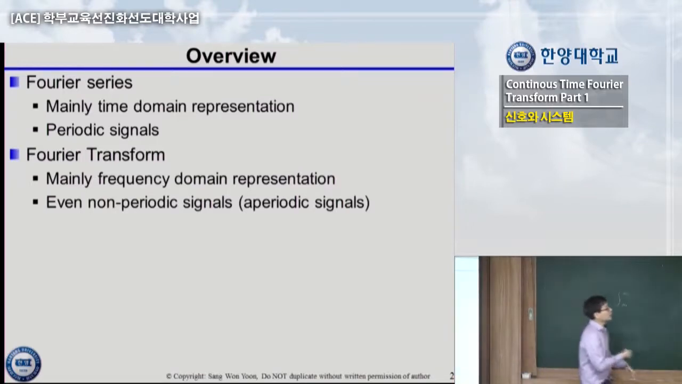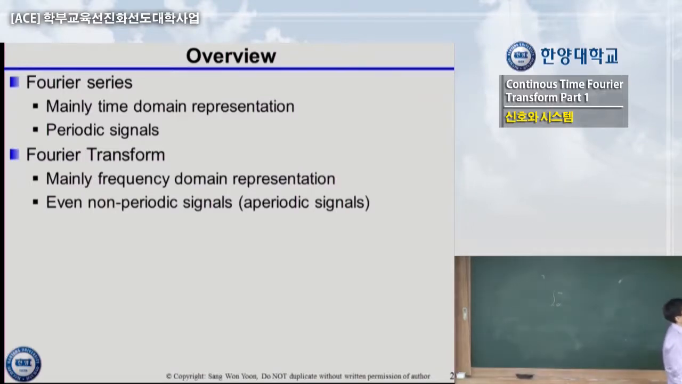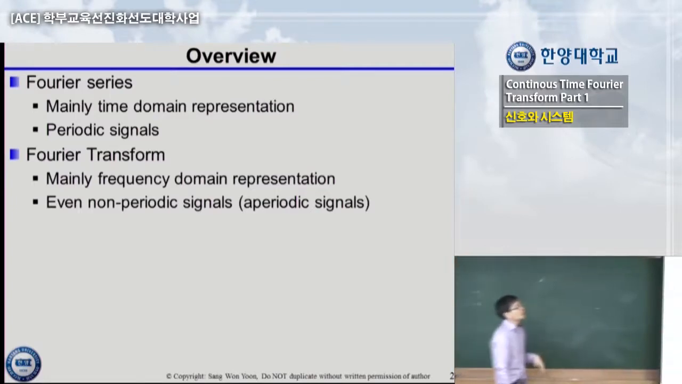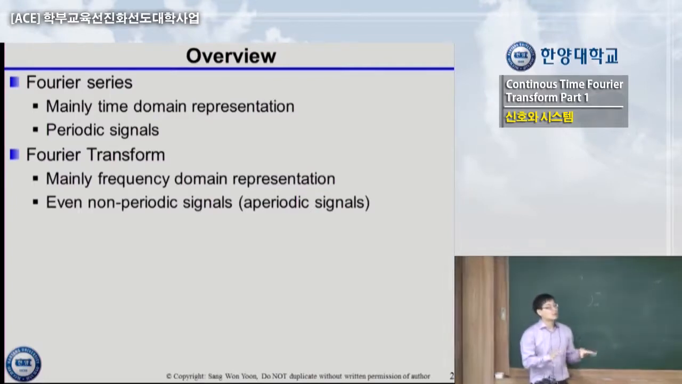And one other thing to memorize in Fourier series is, in continuous time Fourier series, the signal is periodic, but the Fourier series coefficient is not periodic, maybe, may not. In discrete time Fourier series, signal is periodic and coefficient is also periodic. So there's another difference.